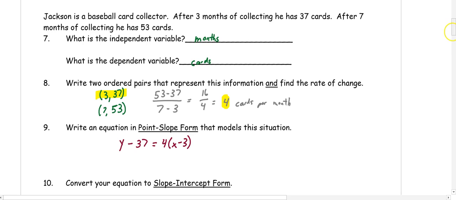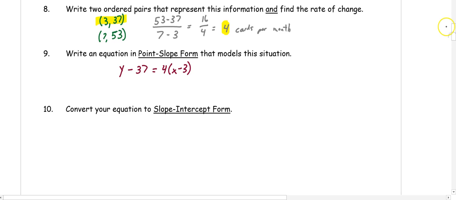So then we're going to move this into our equation of slope-intercept form. The first thing we want to do is distribute that 4. So we get y minus 37 equals 4x minus 12. And then we're going to add 37 to both sides. And we get y equals 4x plus 25.